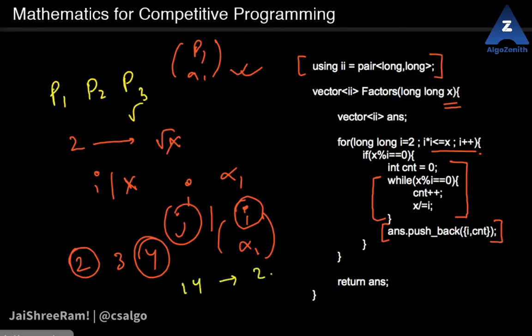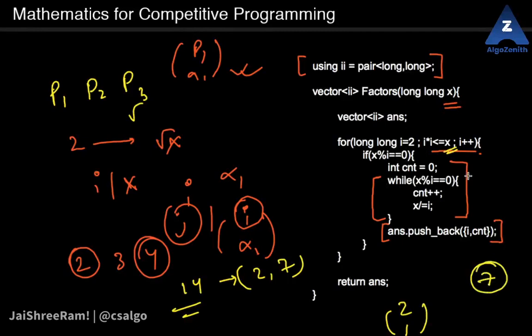Okay, so 14 has 2 and 7 as its prime factors, and for 14 we would be looping only up to 3, because 3 squared, 9, is less than or equal to 14, but 16 is greater than 14, so we are not going to go to 4. In that case we would push 2 comma 1 in the vector, and x would remain as 7, but we would not go to 7. So we'd only go to 3.